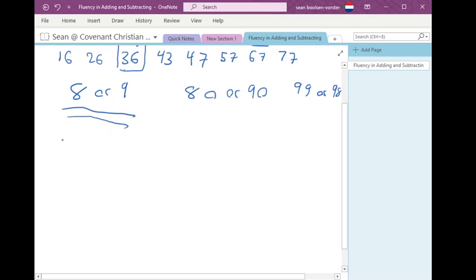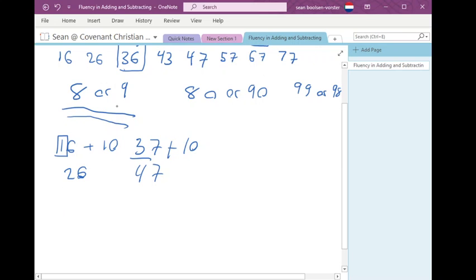So if we have 16, well, 16 plus 10 is really, really easy. We're just adding to the tens column, right? We just add 1 to the tens column. So it'll just be 26. 37 plus 10, we're just adding 1 to the tens column. We'll get 47. So it's very, very simple.